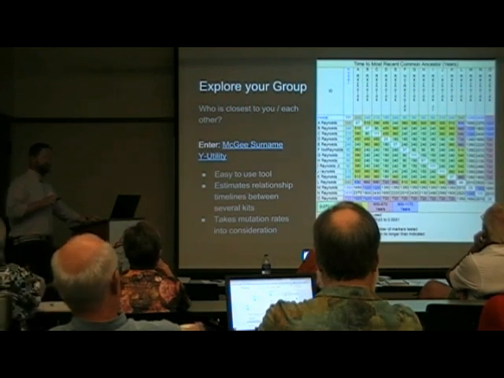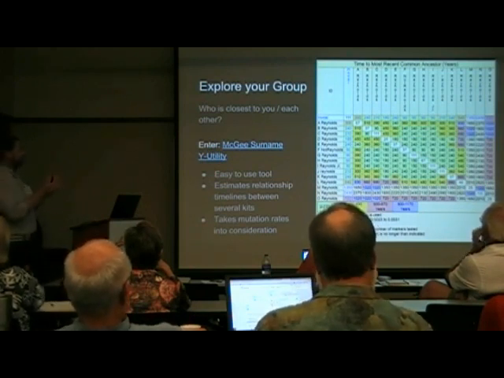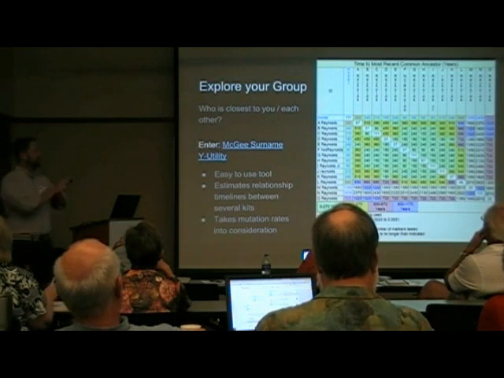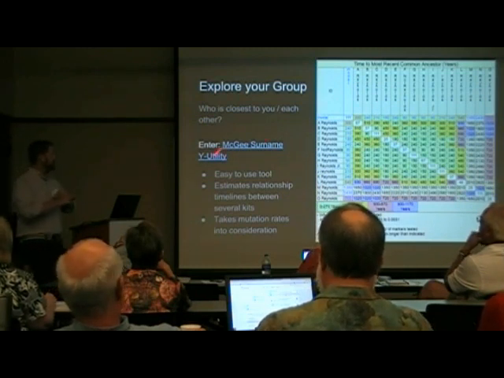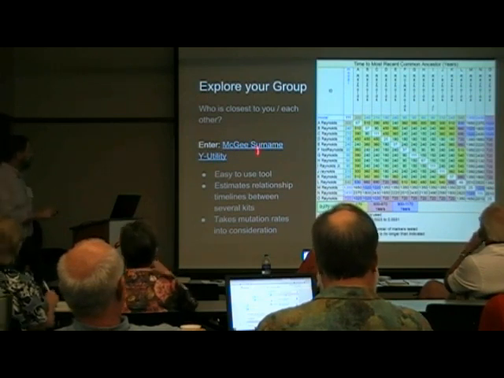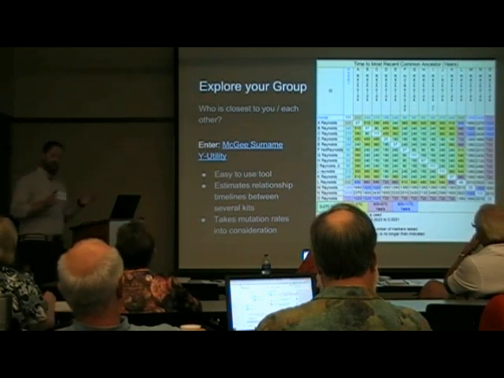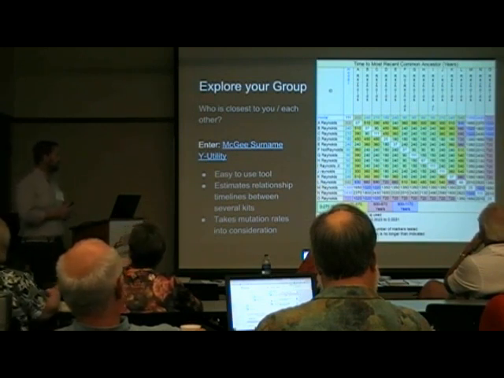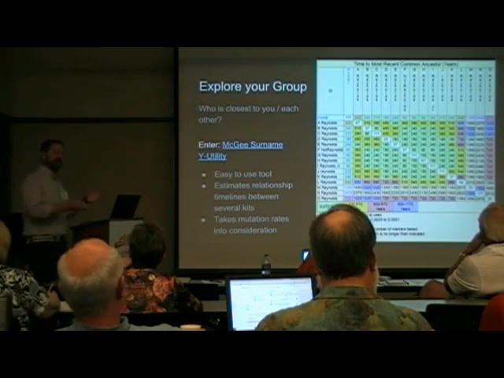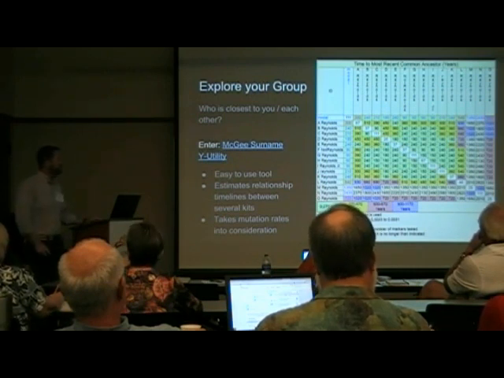Can you tell me now, where do you get this tool? It's online, and I'm going to distribute a copy of this presentation, and this is a hyperlink. It's called the McGee Surname utility. It was created by a surname project administrator that was technologically savvy and saw that there was a need for a tool that would process this for everyone. So it's available online.